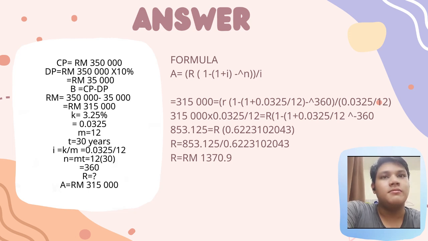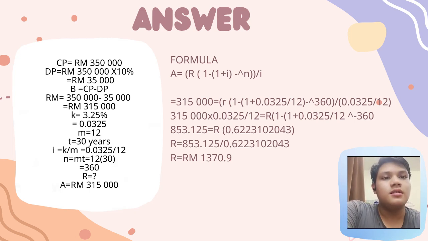For M it will be 12, for T it will be 30 years, for I it will be 0.0325 per 12. For N it will be 12 multiplied by 30, which is 360. And for the loan amount, A will be RM 315,000. So we are about to search for R, the monthly payment.